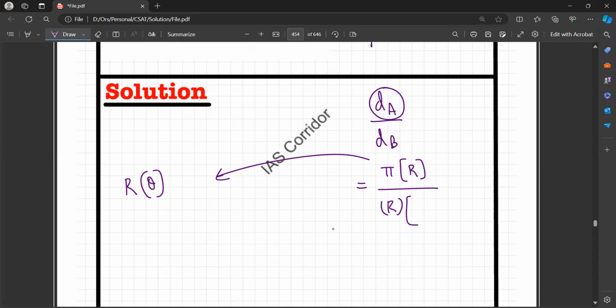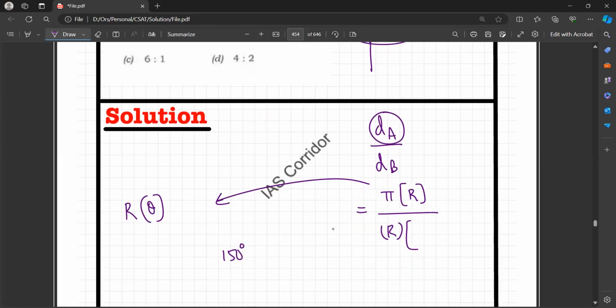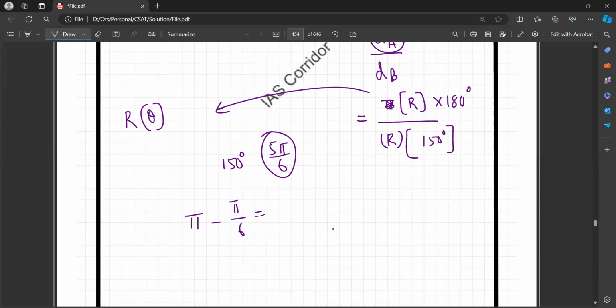R into the theta. Theta is 150 degree here, because B will travel 150 degree. Already 30 degree is ahead. B will travel 150 degree. 150 degree is what? 150 degree is nothing but 5 pi by 6. How will we know this? Original 180 degree is pi, or else you can write it as into 150 divided by 180 degrees. If you don't know the radian conversion, you can write pi, and the 30 degree is pi by 6, which will give you 5 pi by 6. Pi divided by 6, which will be 30.